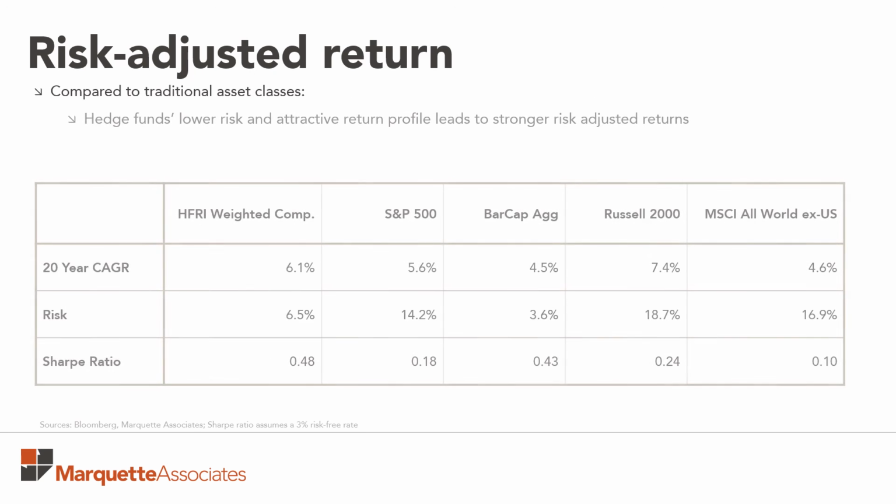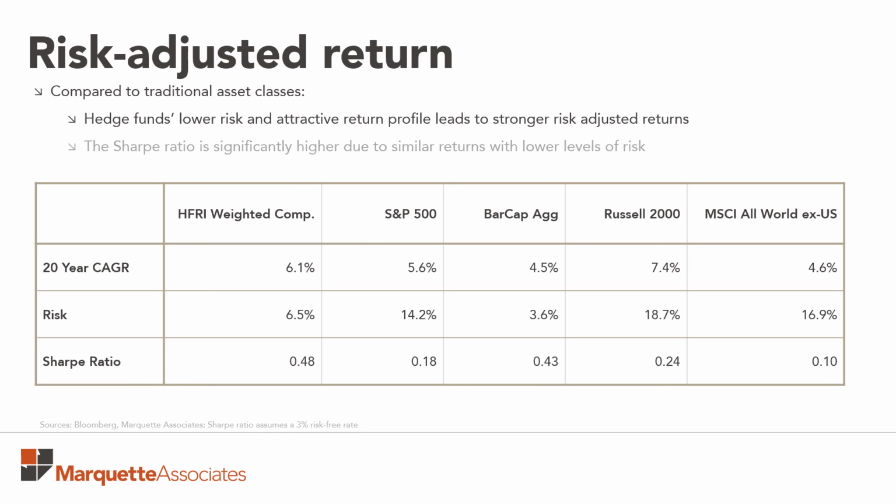Hedge funds' lower risk and attractive return profile leads to superior risk-adjusted returns. Compared to traditional asset classes, the Sharpe ratio for hedge funds is significantly higher due to similar returns with lower levels of risk.